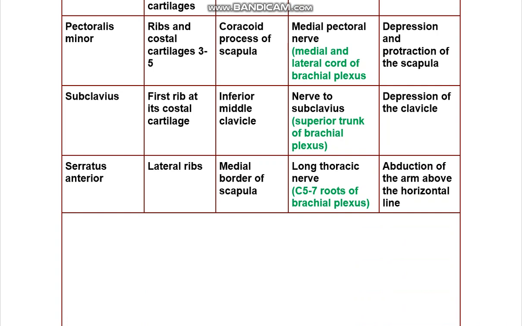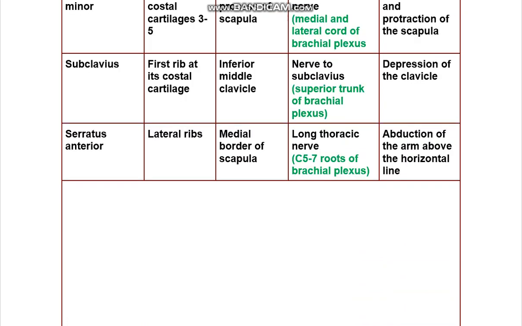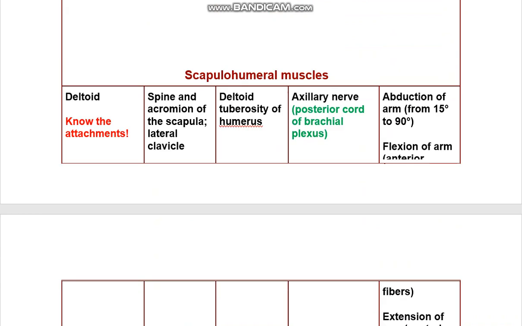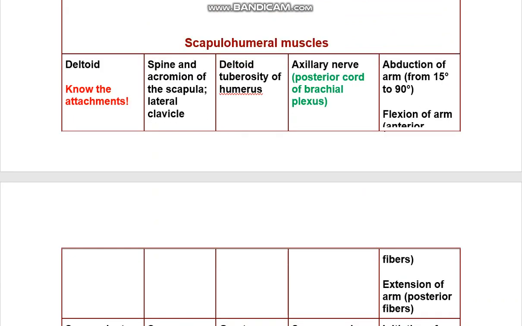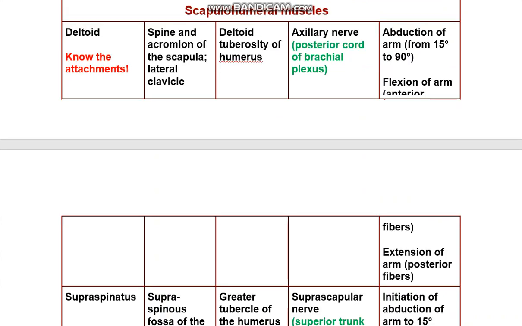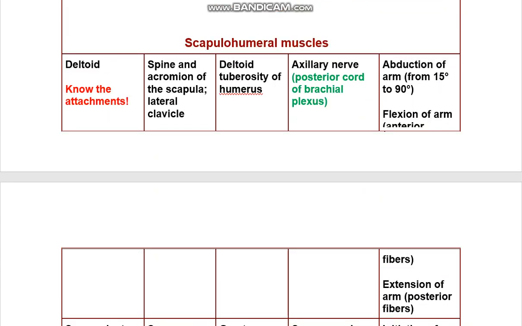All right, so that is the muscles attaching the upper extremity to the axial skeleton. So we got a little bit more here to go.